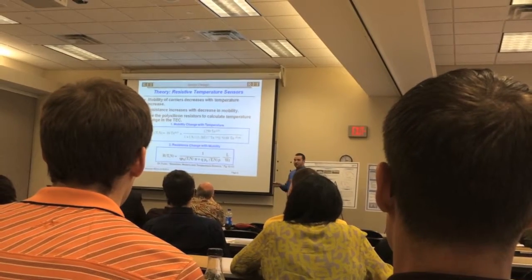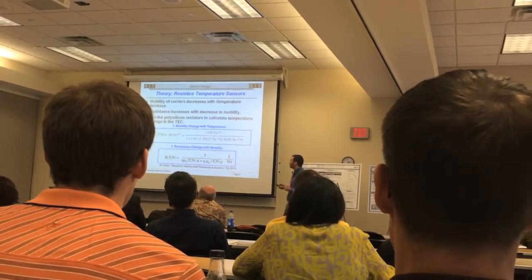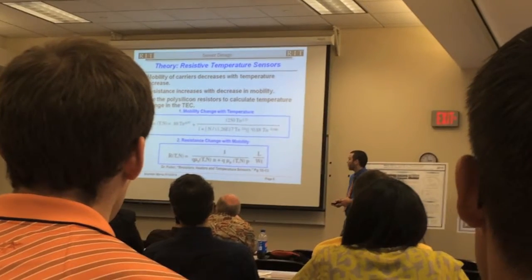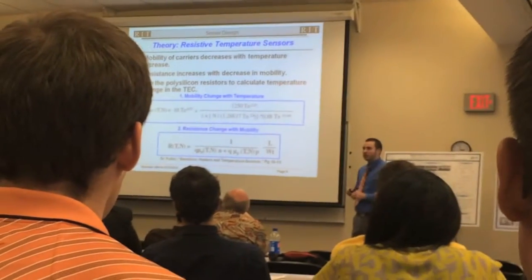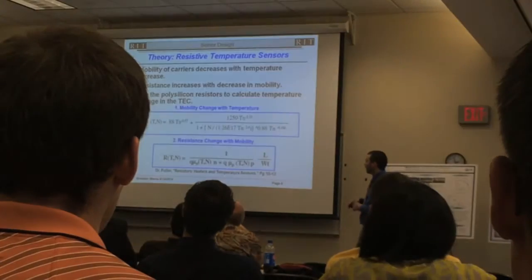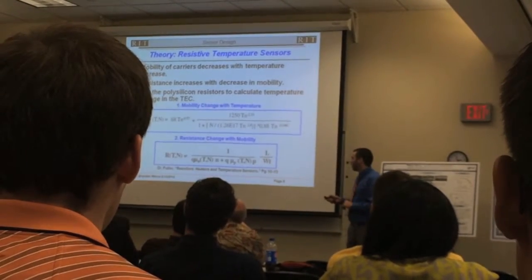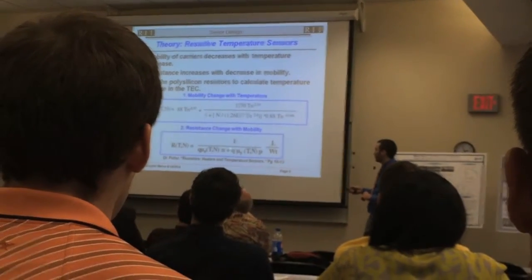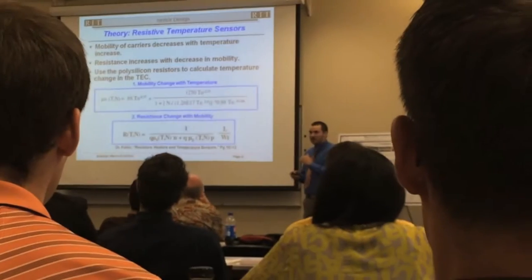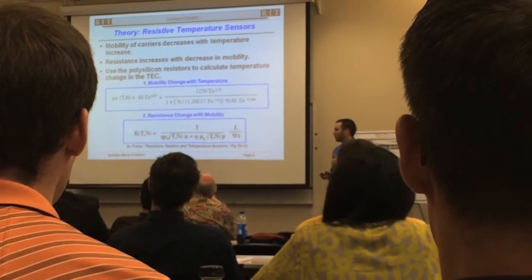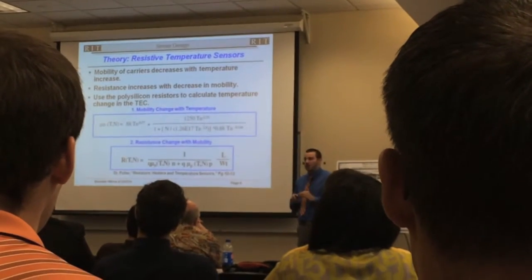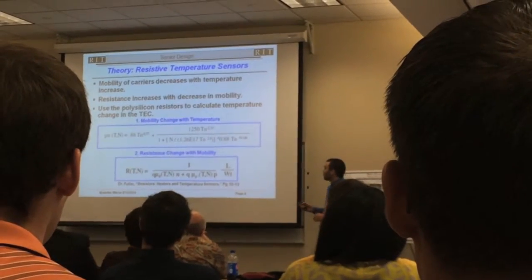To test what the temperature is on each side of the device, I use resistive temperature sensors, which are made out of polysilicon. As the temperature increases, the mobility shown in this equation 1 will decrease. And the decrease in mobility will increase resistance. So the hot side will show increased resistance, and the cold side will see a decrease in resistance. And that difference in resistance can be compared to the difference in temperature.